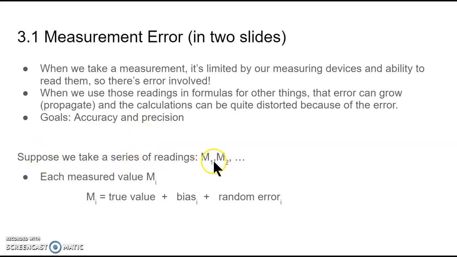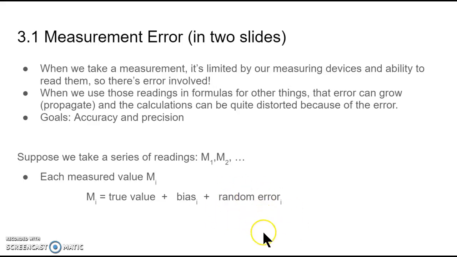So here's what's going on. We have a series of readings. You could think about taking a temperature of something over and over, and notice those readings might be different. For each of those measured values, there's really a true value, like the real temperature at that moment. And then there's some bias, which is a systematic kind of error, like maybe the thermometer that I have always reads low.